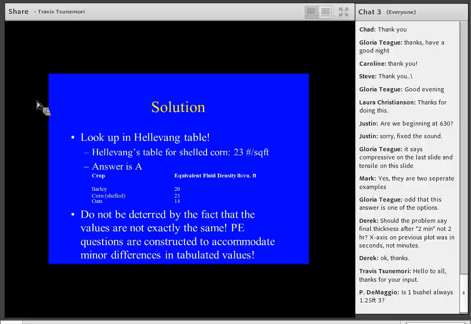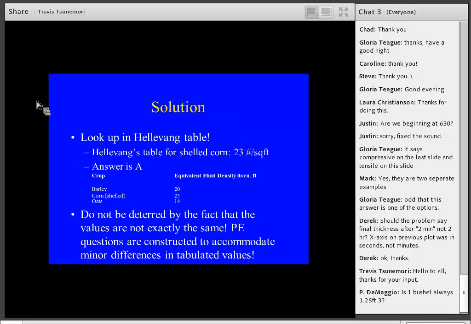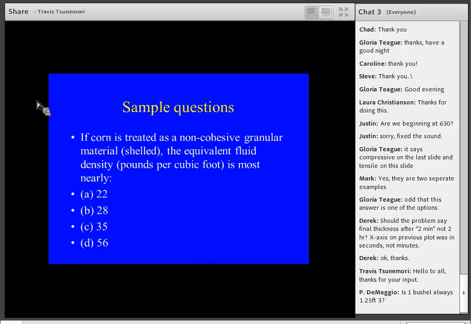Okay, so we've got these different crops. Equivalent fluid density: barley is 20, corn is 23, oats is 14, and of course we have others on that list. This is corn. It is 23, at least from what I can see on this. Again, which of these is most nearly? That would be A, 22.